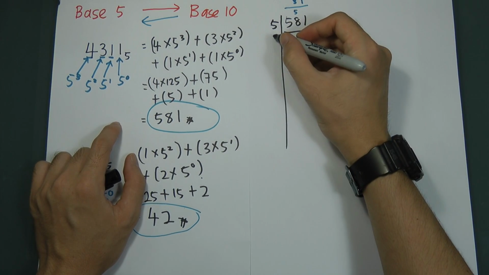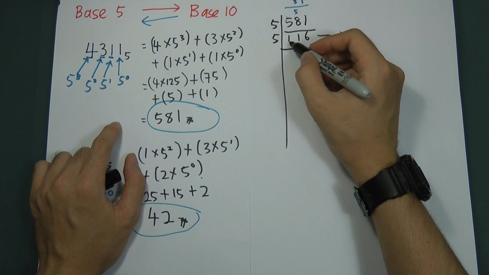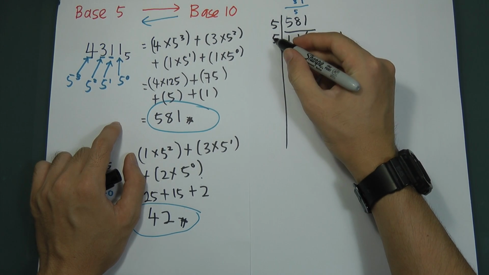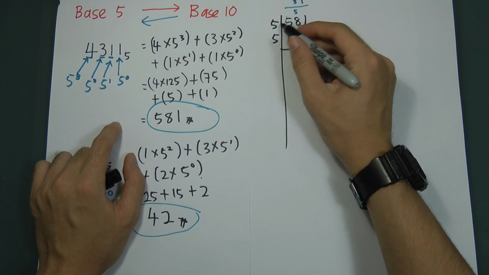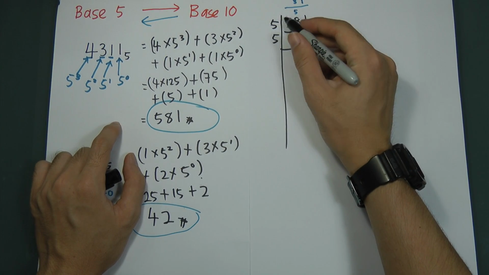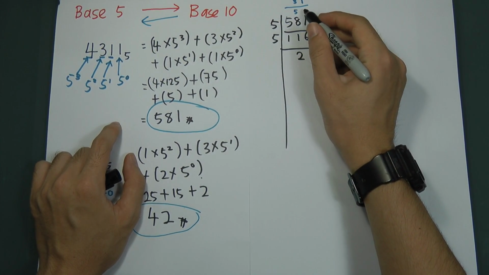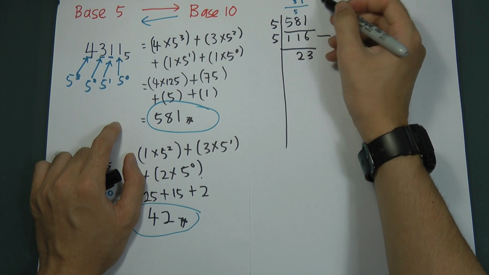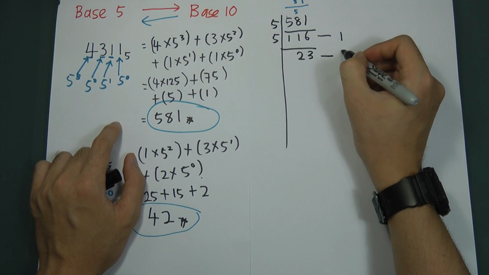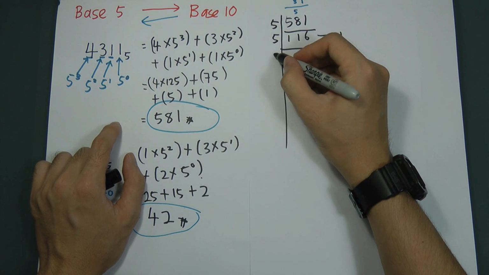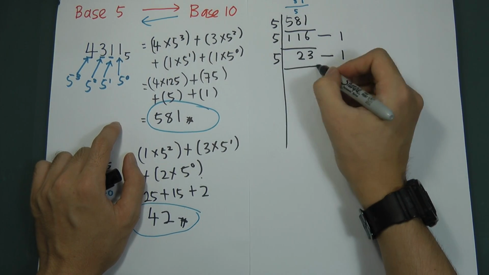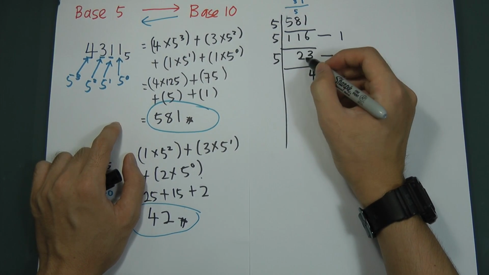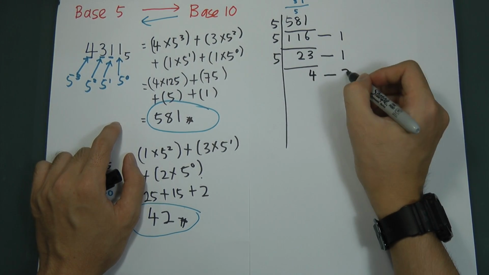One more time, divide by 5 again. Here 1 we cannot divide by 5, so we take 11. 2 multiplied by 5 is 10. 11 minus 10 we still have 1 left. 1 and 6 means 16. 16, we use 3, which will give you 15. We still have 1 left. Then we divide by 5 again. 23 divided by 5, we use 4. 4, 5, 20. 23 minus 20 we still have 3 left.